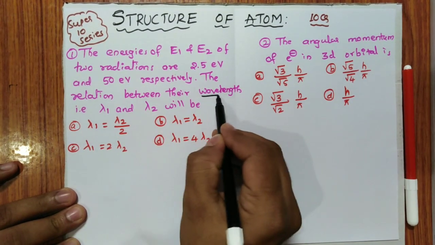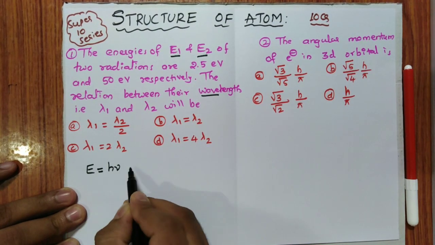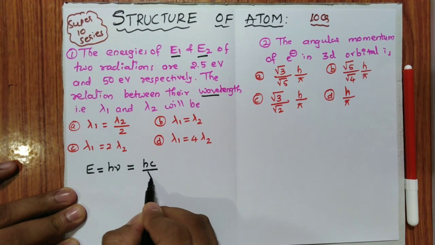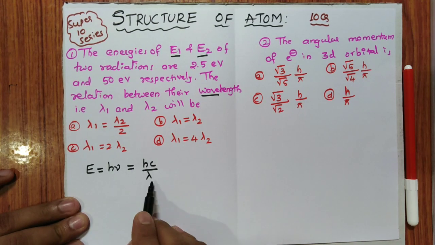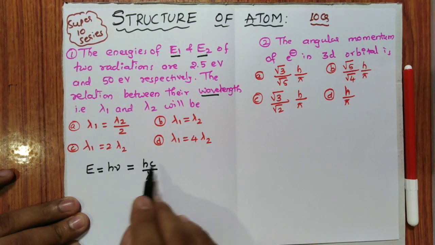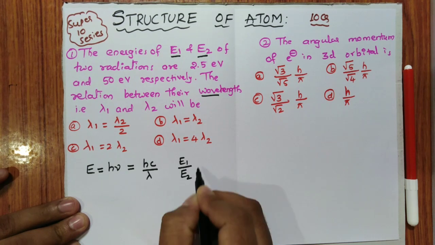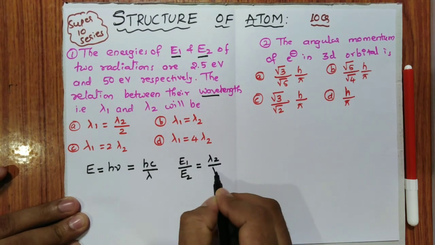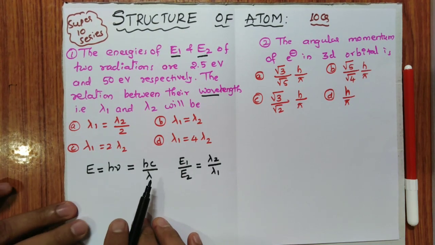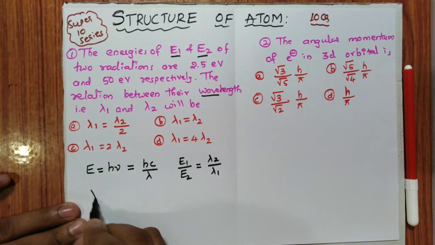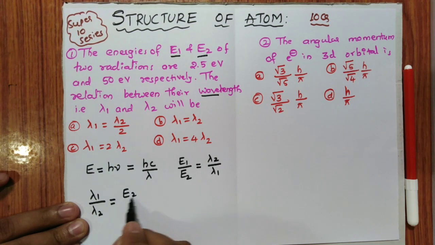See, when wavelength is asked, energy is given, then use the formula E is equal to h nu is equal to hc by lambda. Correct? So hc by lambda. Energy and lambda is inversely related. H and c is constant. Hence I can write this as E1 divided by E2 is equal to, remember, lambda 2 divided by lambda 1. Because these two are inversely related, hence I can write this particular relationship. Then they are asking lambda 1 by lambda 2, right? So lambda 1 divided by lambda 2 is equal to E2 divided by E1.